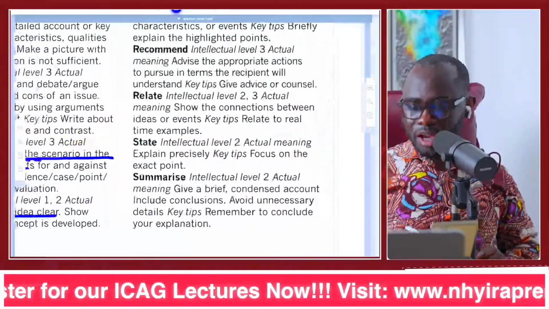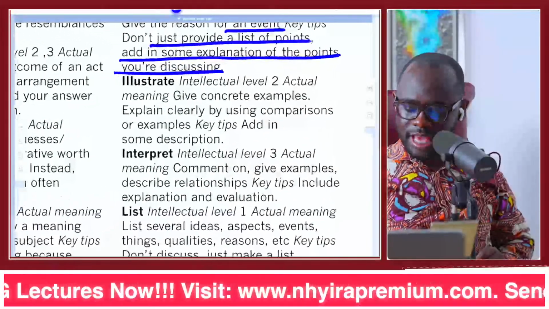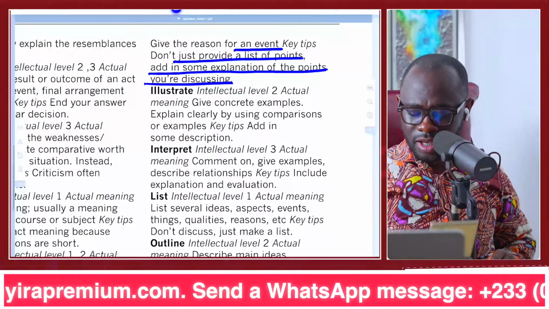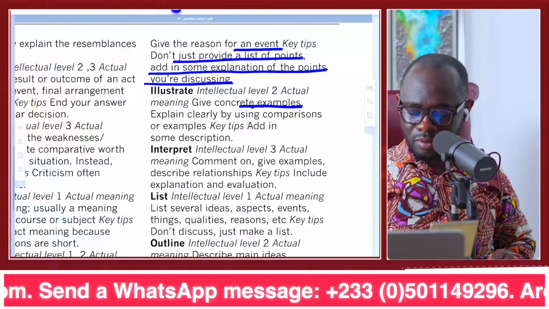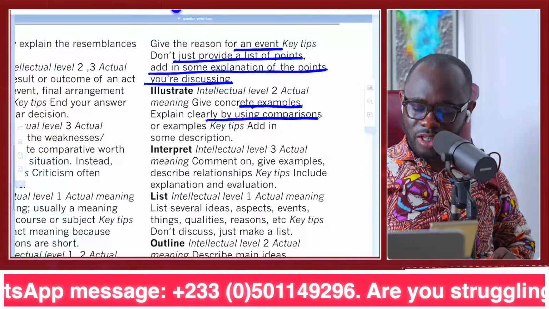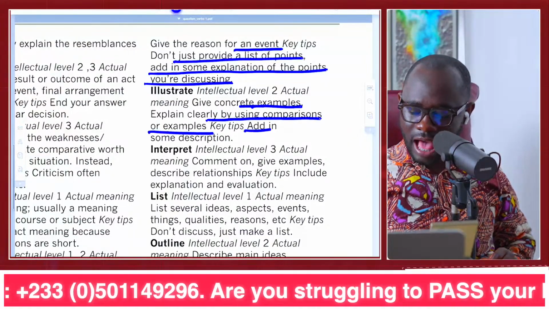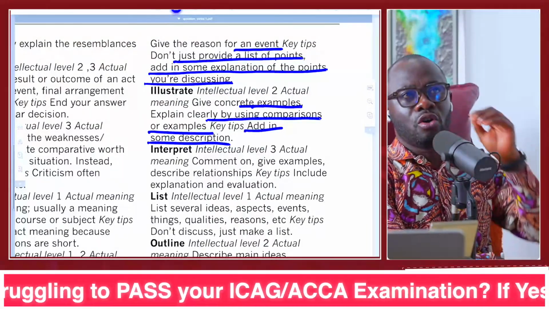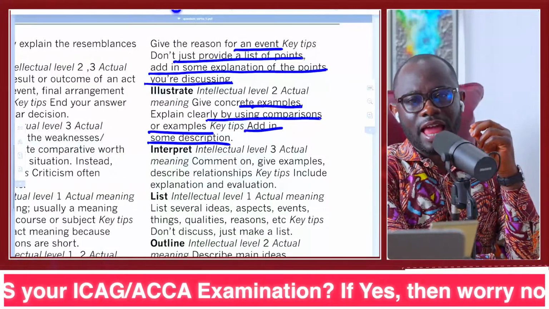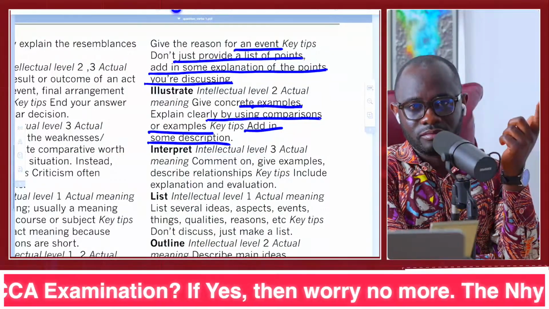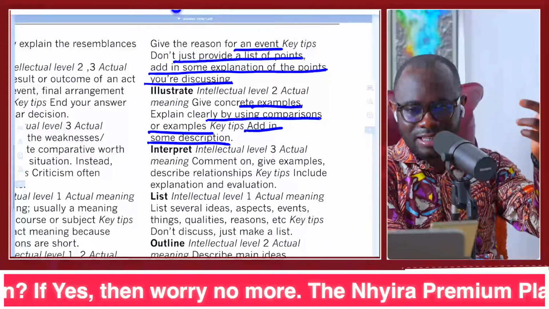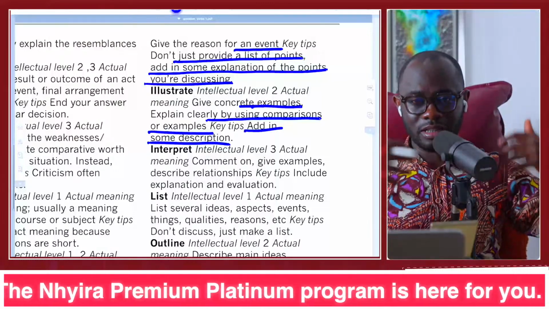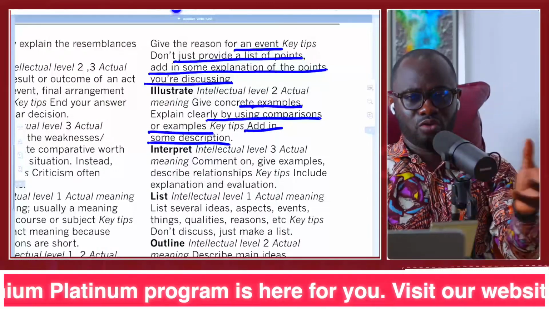Explain. Then you come to the next one, which is illustrate. Illustrate means to give concrete examples. Explain clearly by using comparison or examples. Add some description. So illustration is like describing. It's like discussing, right? So you have to provide a deeper level of understanding to the examiner.